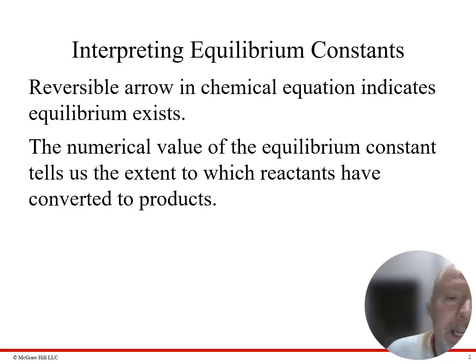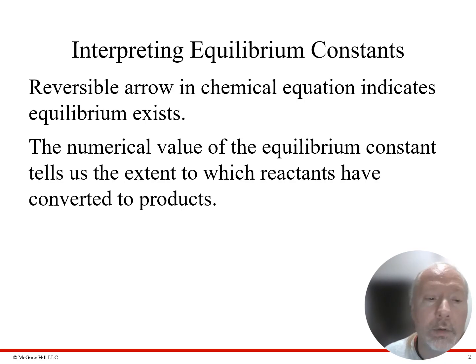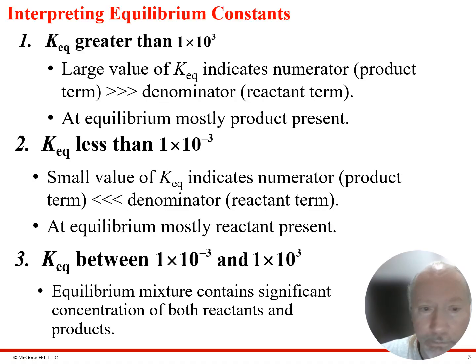So, interpreting equilibrium constants, or interpreting the equilibrium constant KEQ: you have a reversible arrow in the chemical equation to show that equilibrium exists, that this reaction does not go to completion. So if we see that, then we can have an equilibrium constant, and only then can we have an equilibrium constant. A reaction that has just one arrow, one direction, has no equilibrium constant to speak of.